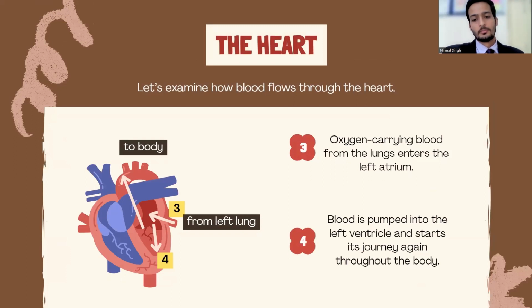Now, the oxygen carrying blood from the lungs enters the heart through left atrium. From left atrium, the blood moves down to left ventricle, and the left ventricle pumps it back into the body.